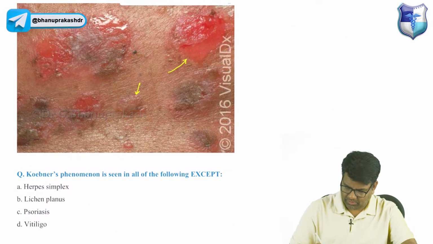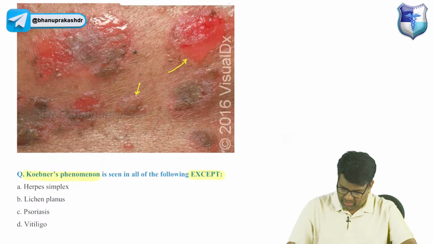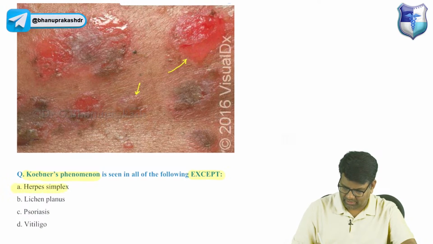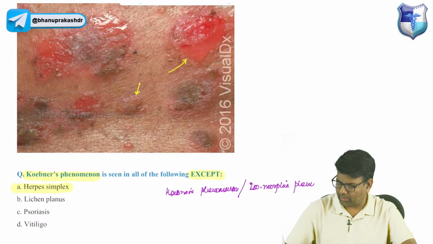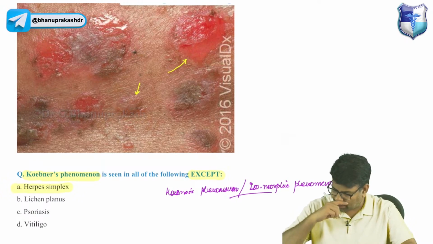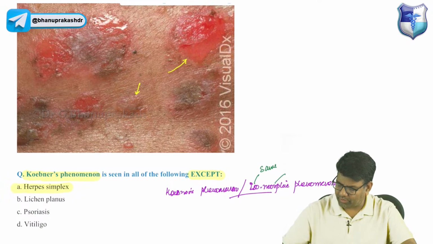Now, what is this? Koebner's phenomenon is not seen in which condition? Any idea where we don't see Koebner's phenomenon? Yes, everyone is correct. The answer is herpes simplex. Now, what is this Koebner's phenomenon? It is also known as isomorphic phenomenon. And iso means same, morphic means morphology or appearance.